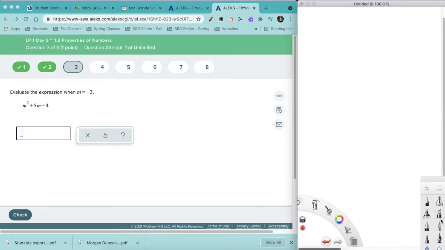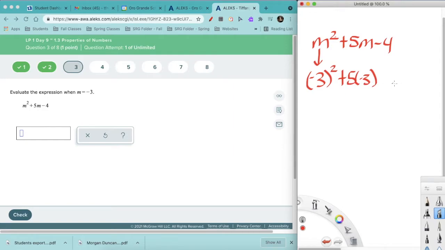Okay. So we're going to continue this practice where we're evaluating an expression and we're substituting in the value they give us. So they're telling us to evaluate the expression when m equals negative 3, and here's my expression, m squared plus 5m minus 4. So I'm going to take this, and I know now m is negative 3, and I'm going to square that, because there's a square here, plus 5 times negative 3, and I'm using the parentheses as a way to show multiplication there, instead of the dot. Means the same thing.